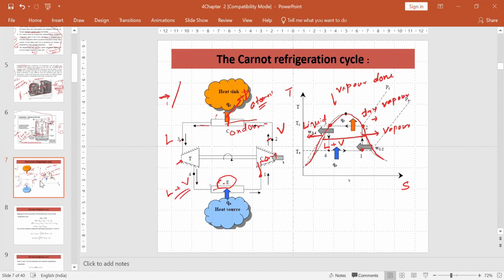And now here the mixture of liquid plus vapor, and the liquid converts to more vapor. That means there is a latent heat transfer. You see, the temperature remains constant in this process. There is no sensible heat transfer, only latent heat transfer, because the liquid converts to vapor. In this position, the percentage of vapor increases. Okay.